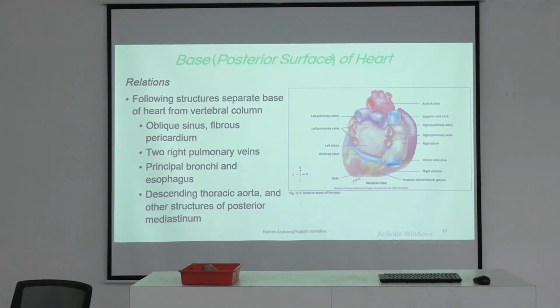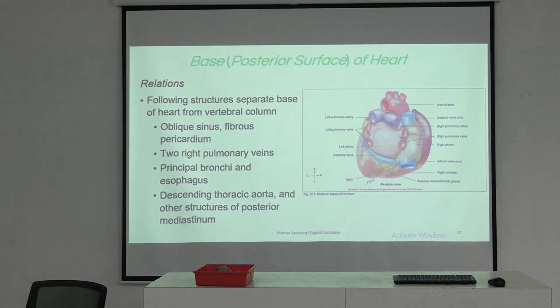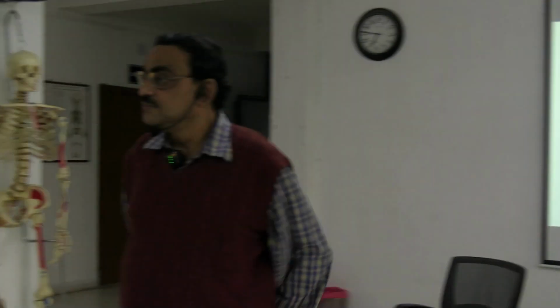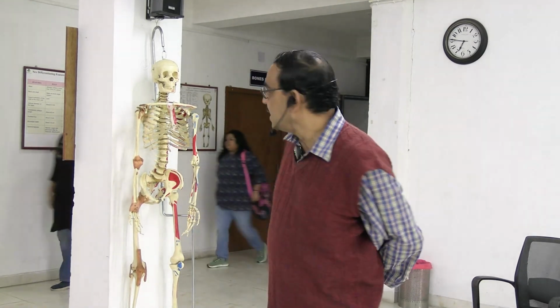So, I have already mentioned the base and its posterior relations, that is, you can see the oblique sinus, pulmonary veins, descending thoracic aorta and all. Okay. Now, what is the clinical base of the heart? Clinicians are interested in that base of the heart.